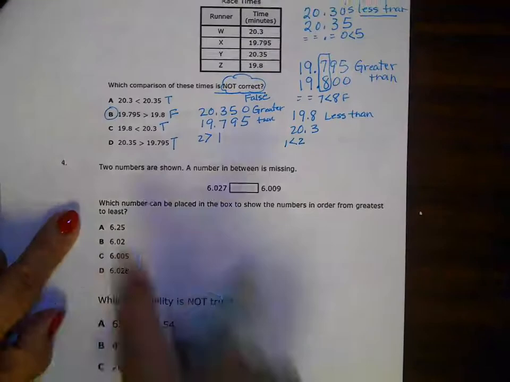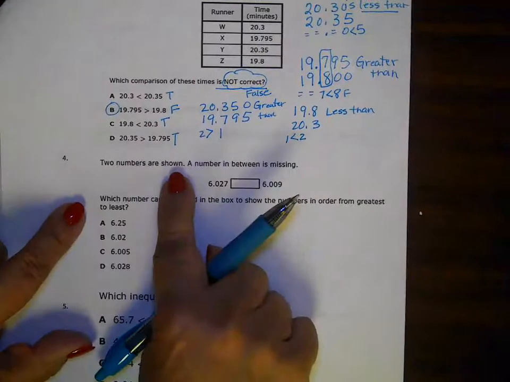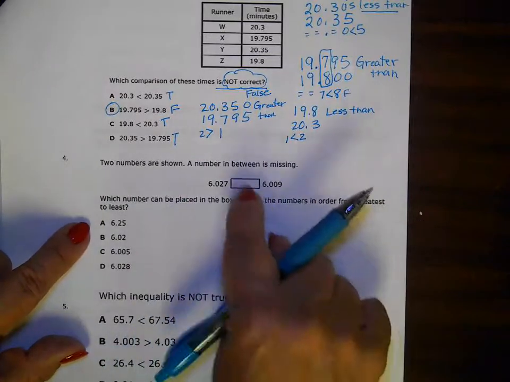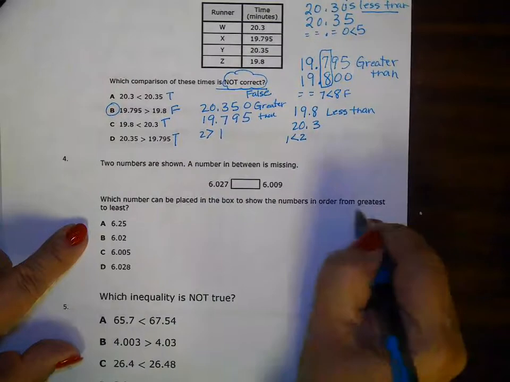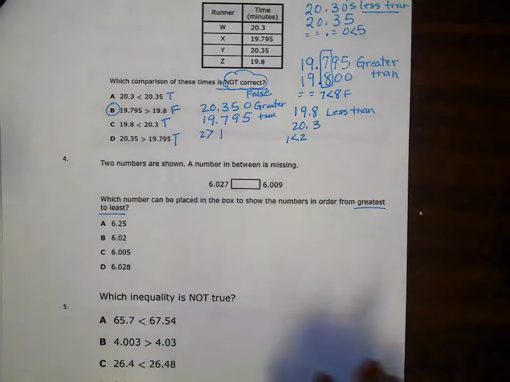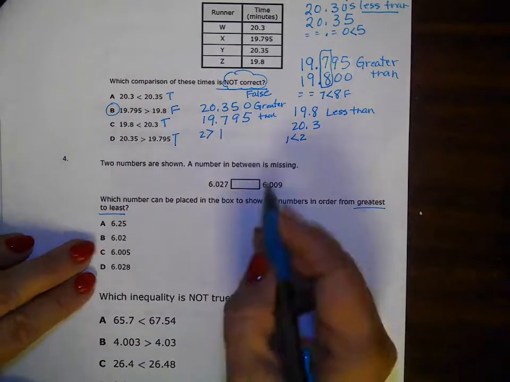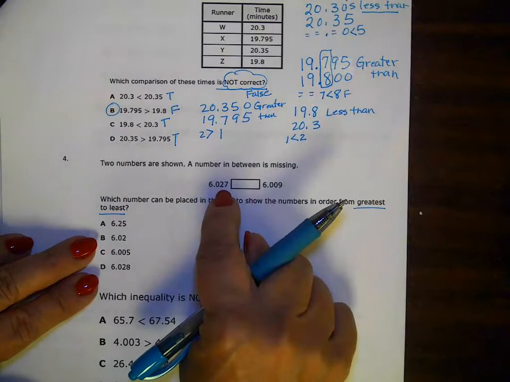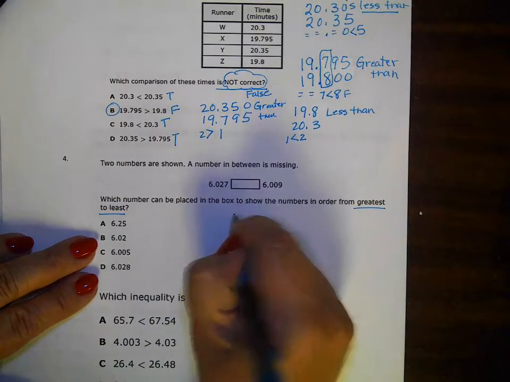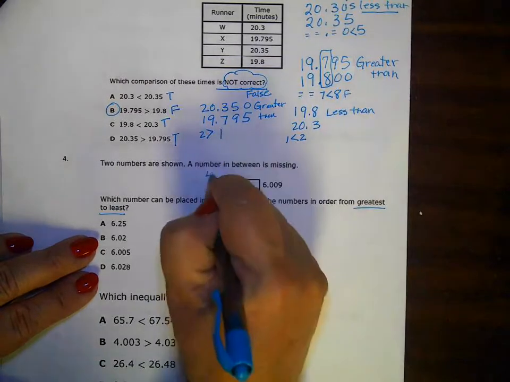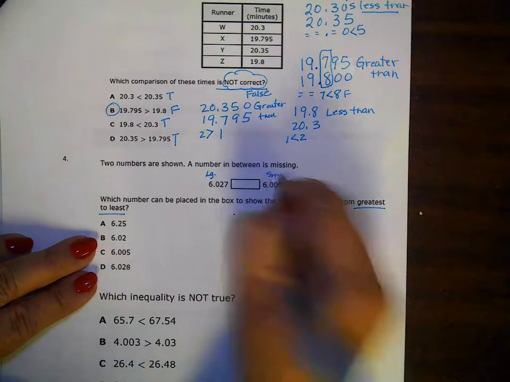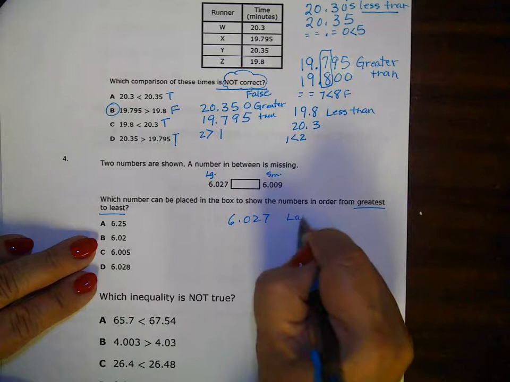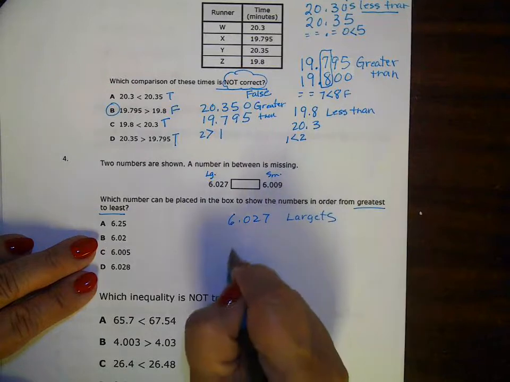Let's go to number 4. 2 numbers are shown. A number in between is missing. Which number can be placed in this box right here to show that the numbers are in order from greatest to least? Okay. So what number can go in here? If we have 27 thousandths, so this is going to be, this is greatest. So this is the largest number. This is the smallest number. This is the largest. And this is the smallest.